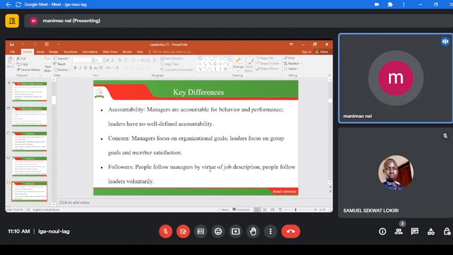Furthermore, in terms of followers, people follow managers by virtue of the job description. For instance, I, for one, if I'm no longer working in a given organization, I may quit and go somewhere else. So it means I can have something different because I'm no longer working there.